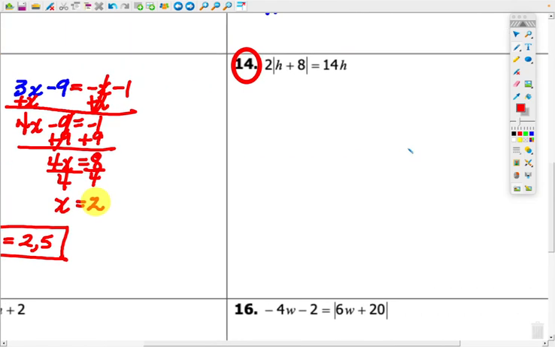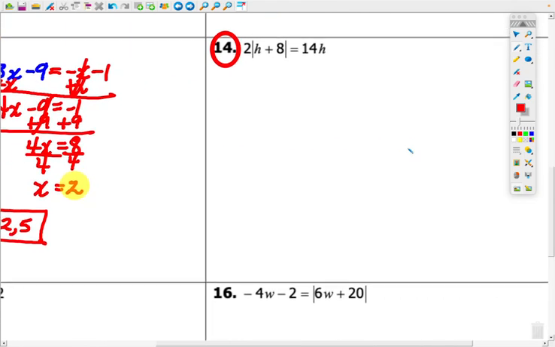Last problem. All right, so for number 14, you have your absolute value expression, and it's not isolated because it's being multiplied by 2 here. So if it's multiplied by 2, I'm going to need to divide by 2 on both sides. I'm dividing by 2 here, and this cancels out. And I divide by 2 here, and that's going to give me 7h. So on this side, I have h plus 8 equals 7h.